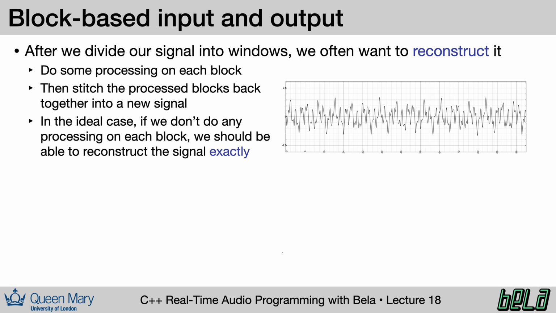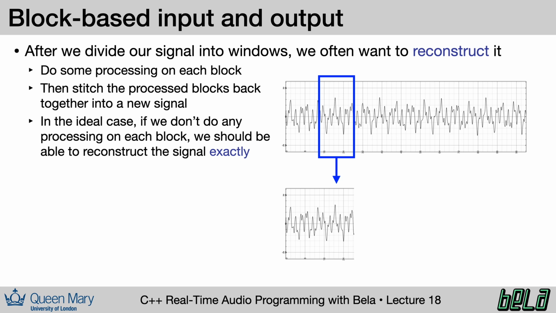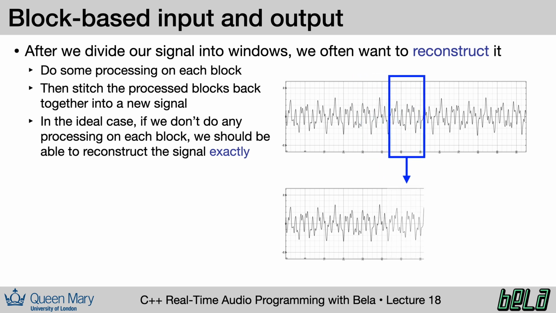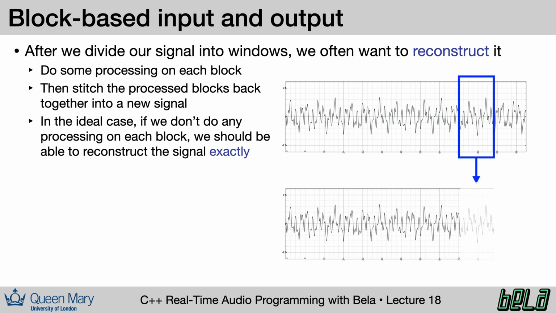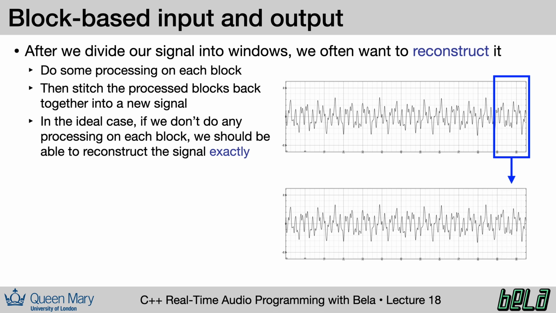What's new for today is the idea that we not only want to divide up a signal into discrete windows, we also want to take those windows and reconstruct a new signal out of them. The typical way that this works is that we'll isolate a window of signal. We'll do some sort of processing on that block, for example an FFT and inverse FFT, and then when we're done with that processing, we're going to take the resulting block and stitch it together with the other blocks into a new output signal. In the most basic case, if we haven't done any processing on each block, it should be possible to stitch the blocks back together to reconstruct the original signal exactly.